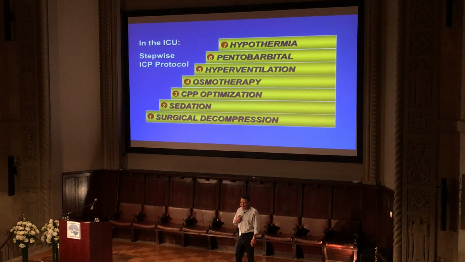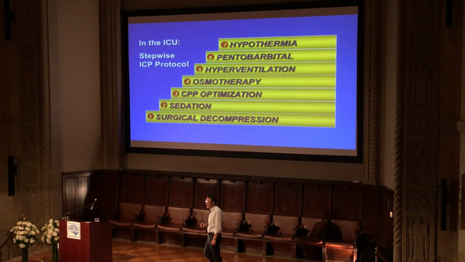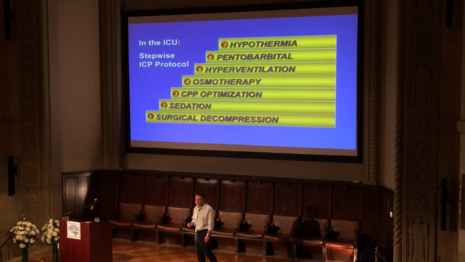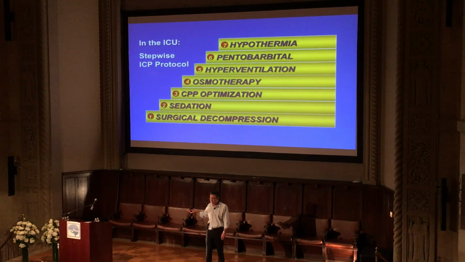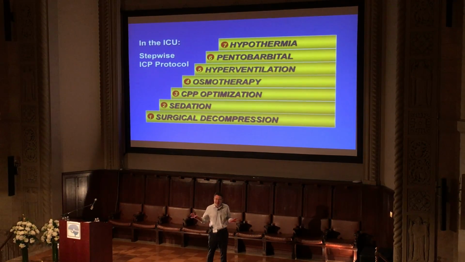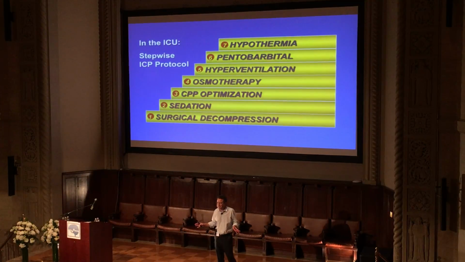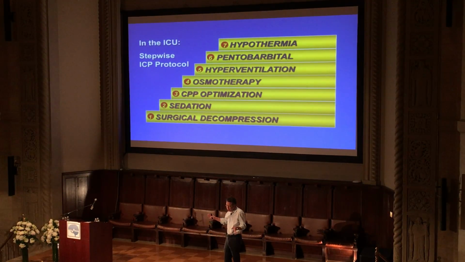For me, the next thing that I look at is CPP optimization. Because if his ICP is high and his CPP is 35 or 40, I gotta fix that next. And if his ICP is 40 and his CPP is 110, I'm gonna think about fixing that next. Often our guys just have an order, maintain CPP greater than or equal to 60. But, again, you can start to look and individualize the physiology. Let's say the CPP is 65. The ICP is 40, 45, going up.